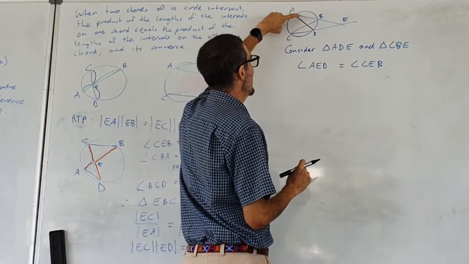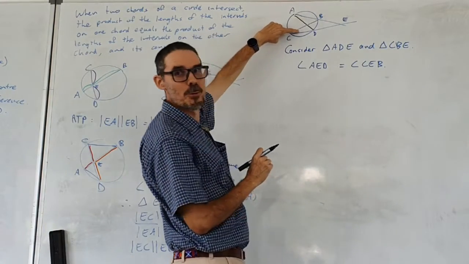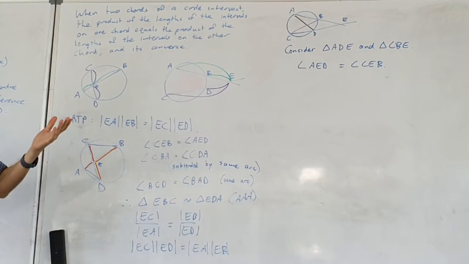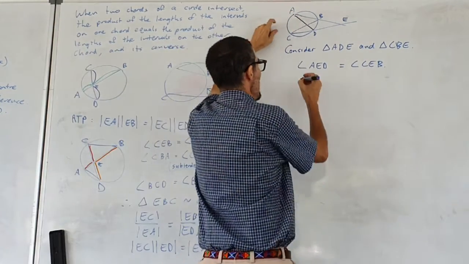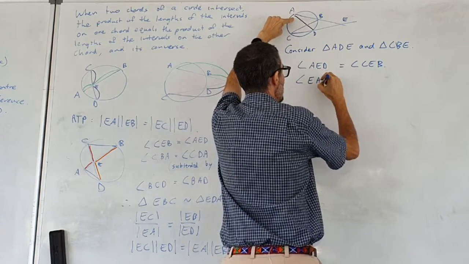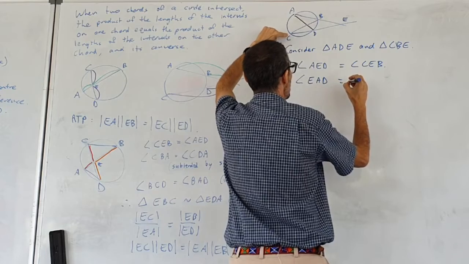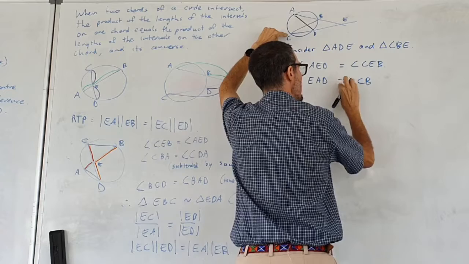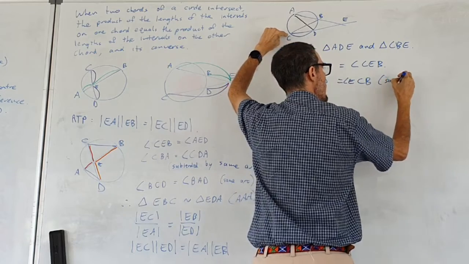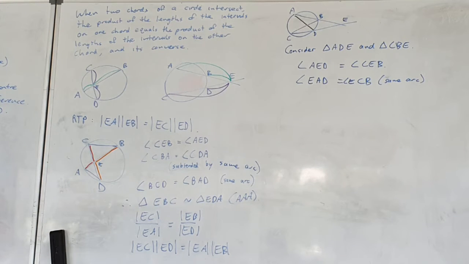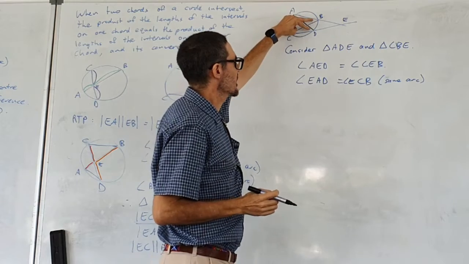Now, think about this angle and this angle. What can you say about these two angles? They're the same, because they're on the same arc. So, EAD has to equal ECB. Same arc. EAD, ECB. And what can you say about these angles?